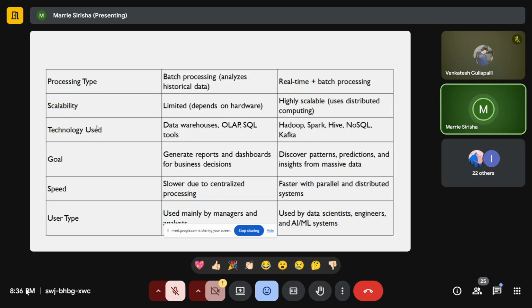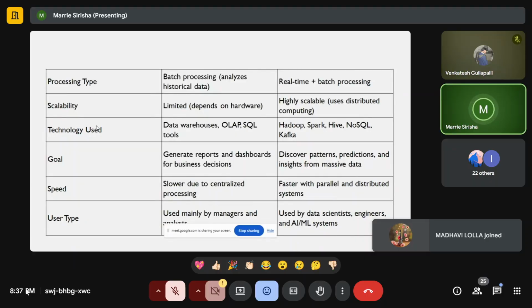For understanding this, you have to move on to the next slides. There you will be getting about data warehouse, OLAP, SQL, etc. And what are the technologies we are using in big data? Hadoop, Spark, Hive, NoSQL, Kafka, etc. So, what is the goal of traditional business intelligence? Generating reports and dashboards for business. It is just reports and dashboards.